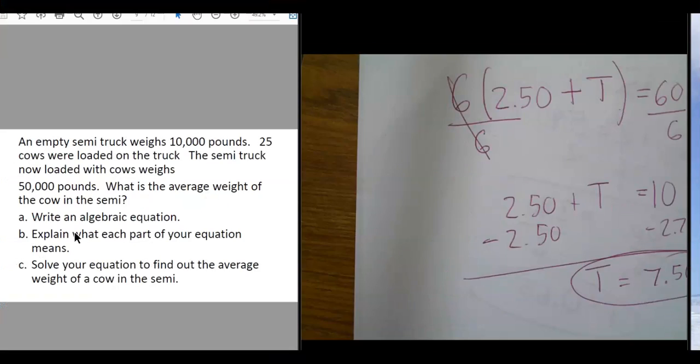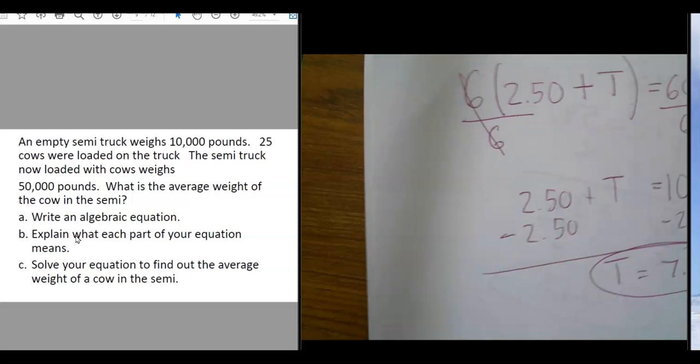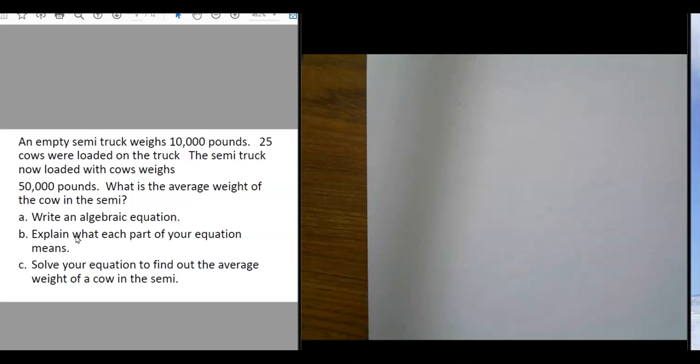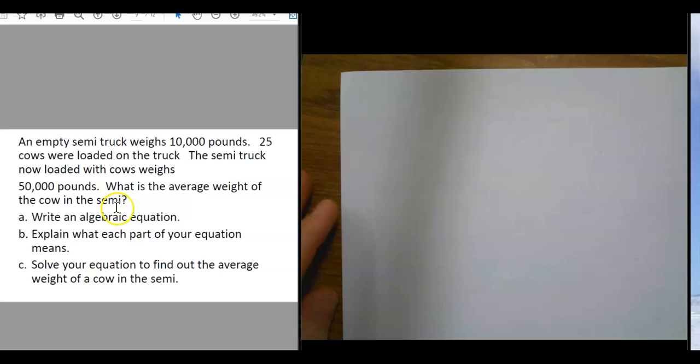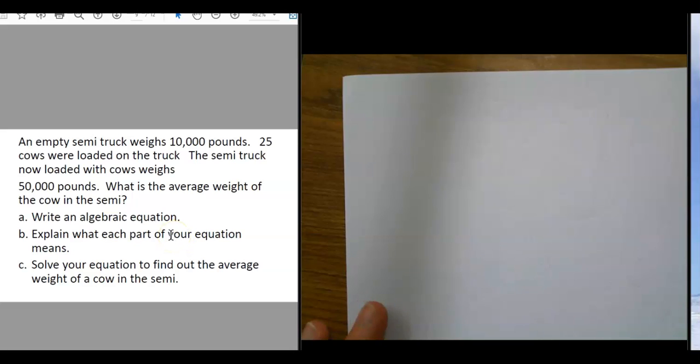$7.50 a ticket. An empty semi-truck weighs 10,000 pounds. 25 cows were loaded onto the truck. The semi-truck now loaded with cows weighs 50,000 pounds. What is the average weight of a cow in the semi? Write an algebraic expression, explain what each part of your equation means, and solve your equation to find out the average weight of a cow in the semi.